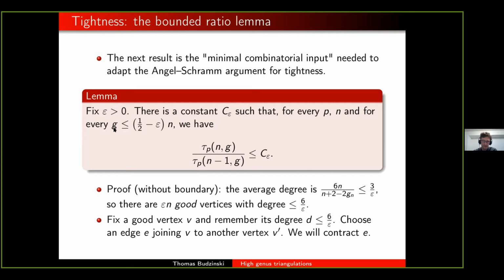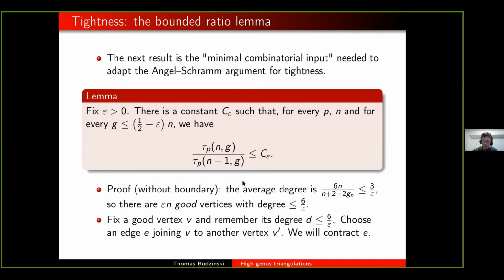As long as the ratio between the genus and the size is bounded away from a half, the ratio of the enumerations when we add 1 to the size is bounded. So this is a purely combinatorial statement, and it has a quite nice combinatorial proof. We need a slightly stronger version where we can add the boundary and the constant does not depend on the boundary, but I'm not going to go into the details here.